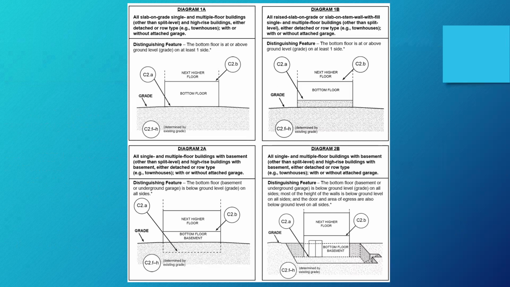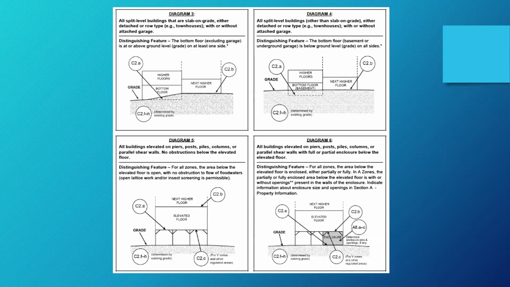And then, of course, the diagram illustrations show you where to take these measurements. So diagram 1A, the slab on grade, it's just going to be the top of the slab. The same for 1B. Diagram 2A and 2B, it's always going to be the basement floor, and then C2B would be the floor above the basement. Diagram 3, it's another slab on grade, and then diagram 4, it's another basement, so it would be the basement floor. Diagram 5, it's the elevated floor.